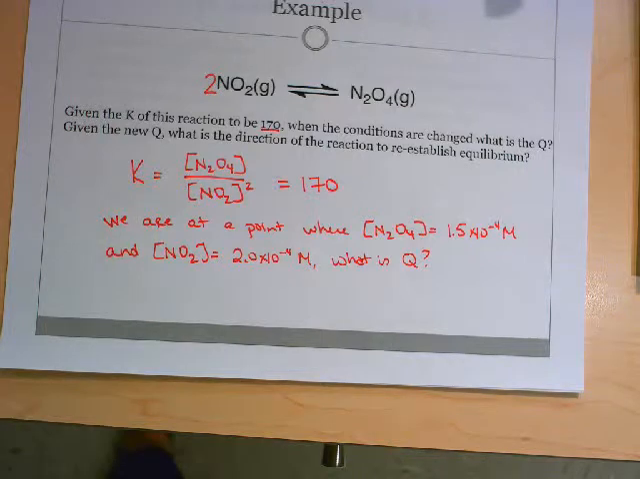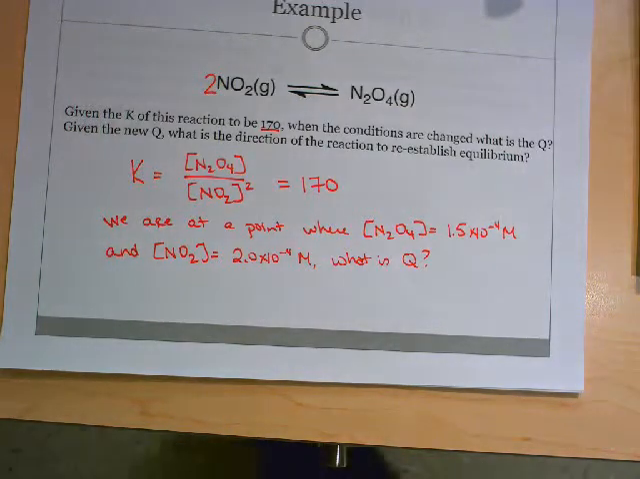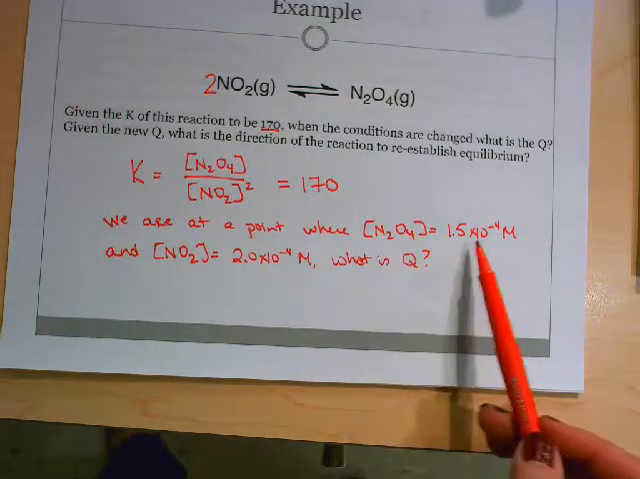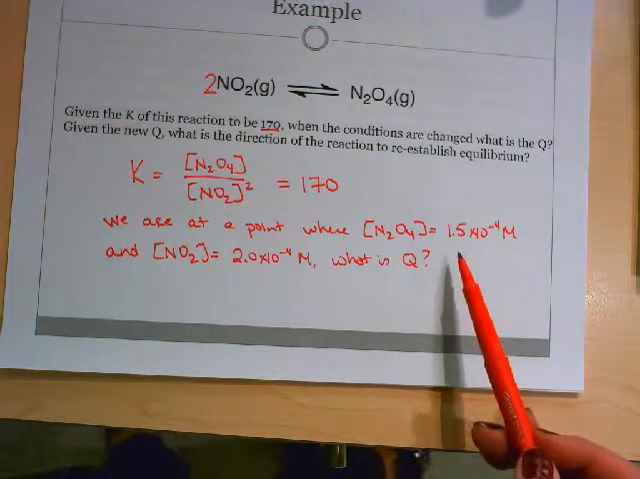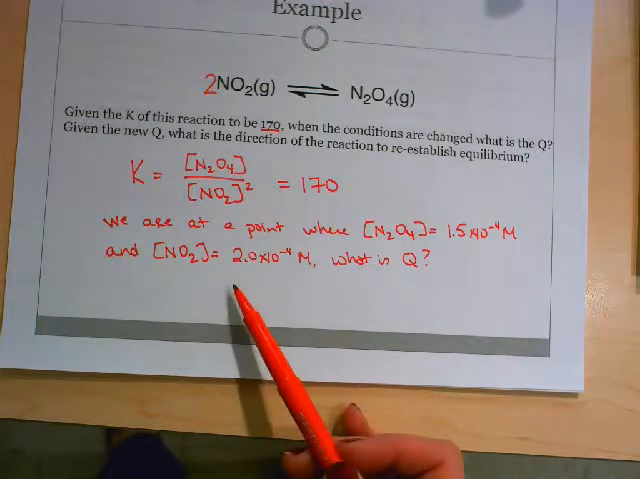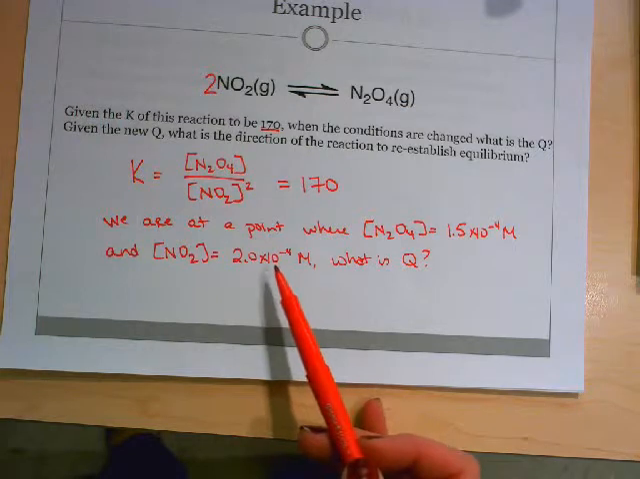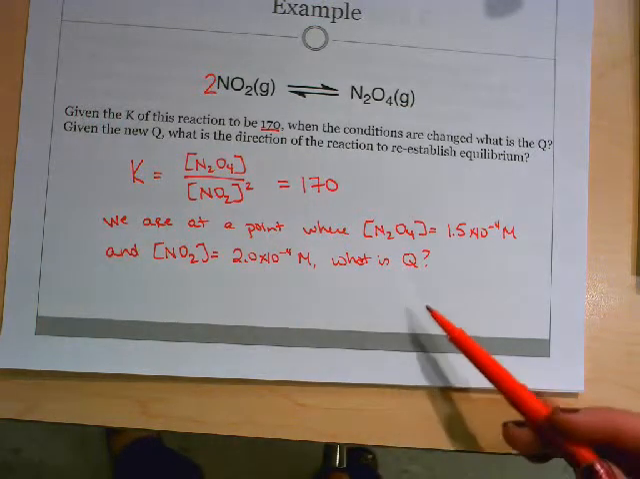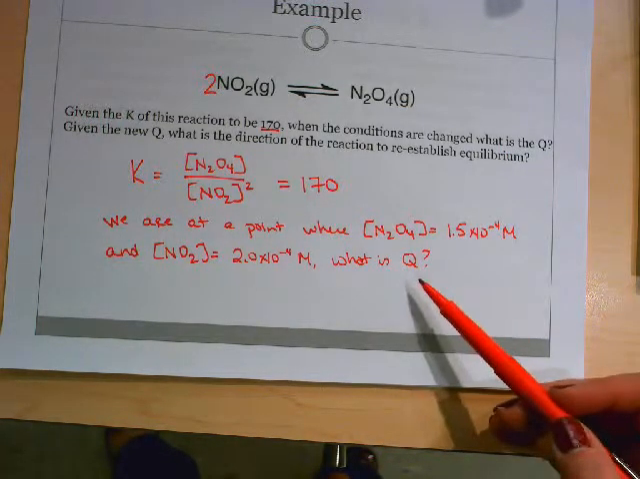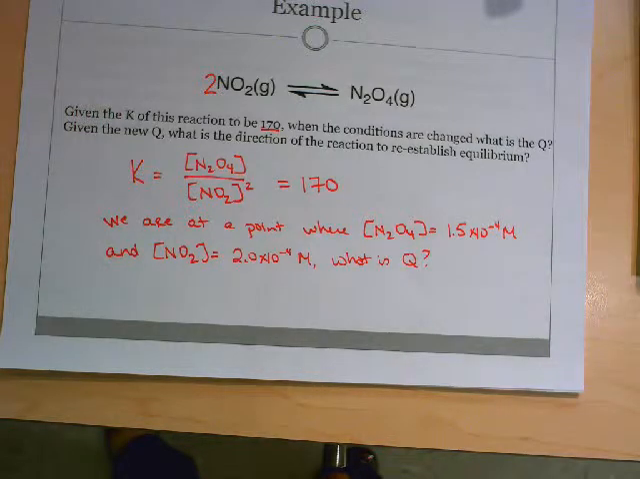Alright, so we're at a point where I know these concentrations. I know that the N2O4 concentration is 1.5 times 10 to the negative fourth, and my nitrogen dioxide concentration is 2 times 10 to the negative fourth. I want to figure out where I'm at, so I'm going to determine what Q is first. I'm just picking some numbers, and then we're going to see where we're at.